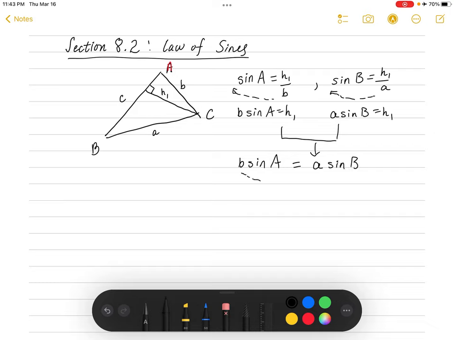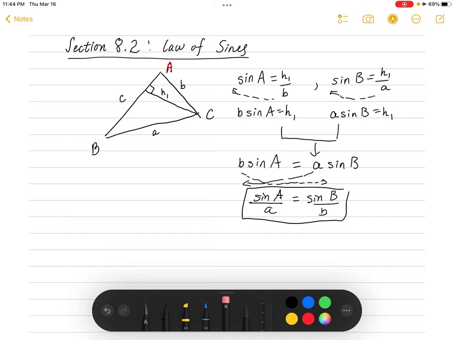And now what I'm going to do, I'm going to bring a little b under here and little a under here. So I get sine of big A over little a equals sine of big B over little b. So a pretty cool little fact. Sine of A over a is sine of B over b. All right. Next thing's next.